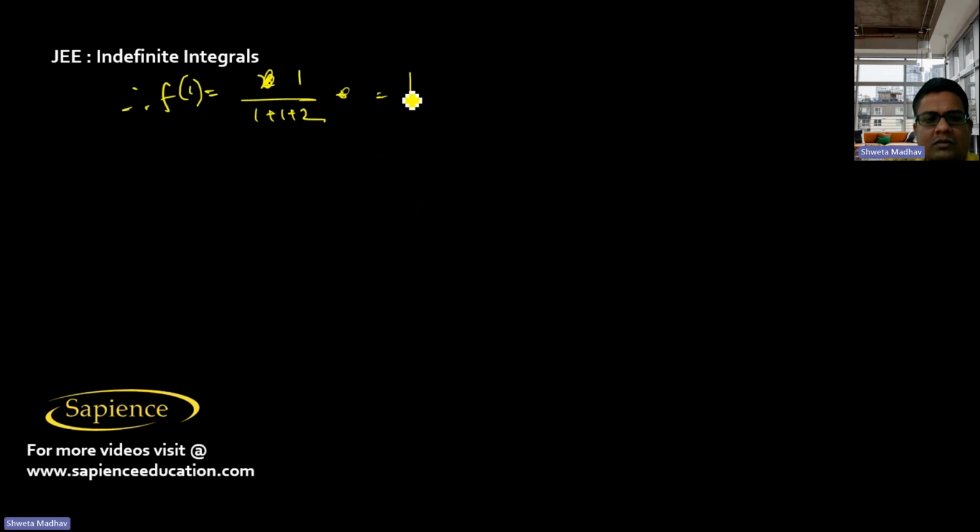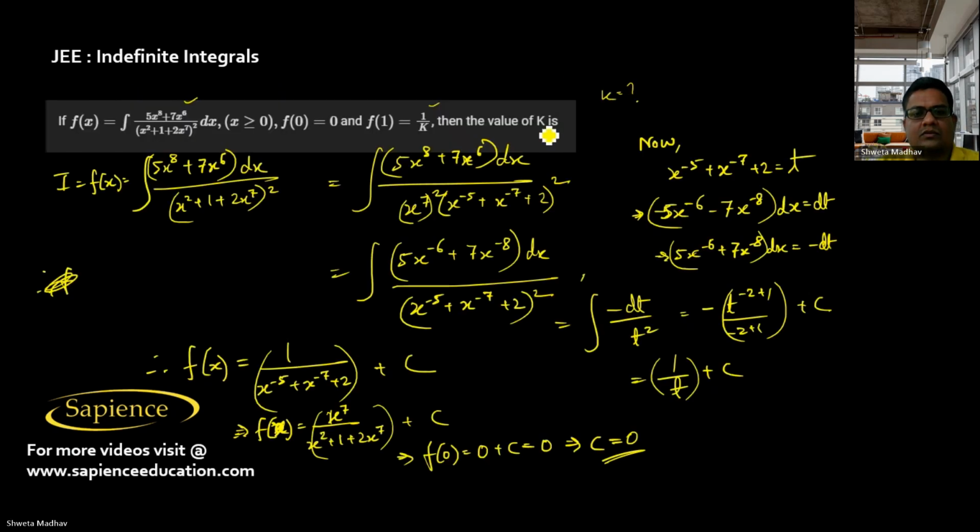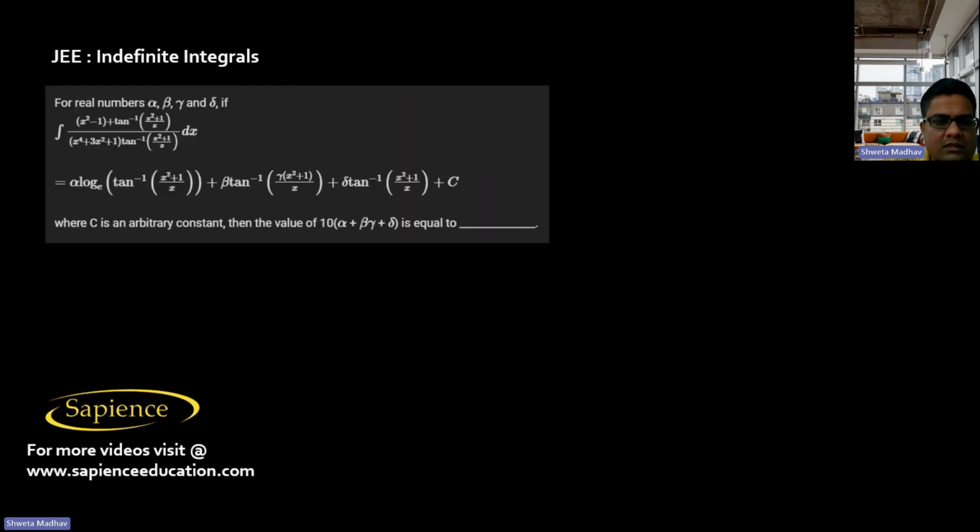Okay, so this will be 1 by 4. It is equal to the given 1 by k. So k will be equal to 4. The value of k is 4. 4 is the answer.